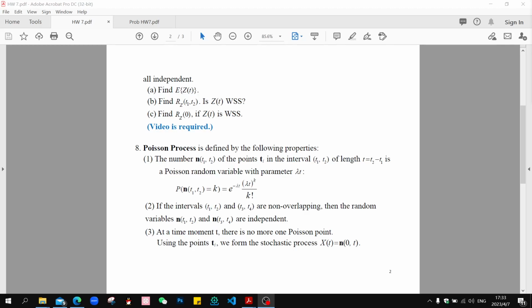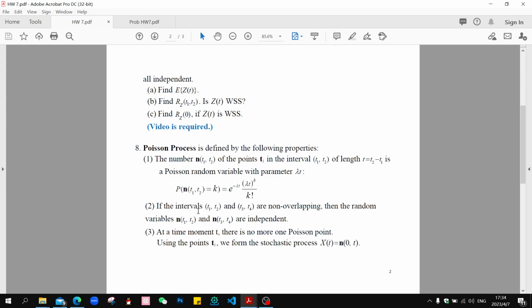This is the video for homework 7, question 8. A Poisson process is defined by the following properties. The number n(t1, t2) of the points ti in the interval (t1, t2) of length t is a Poisson random variable with parameter lambda t, this expression.